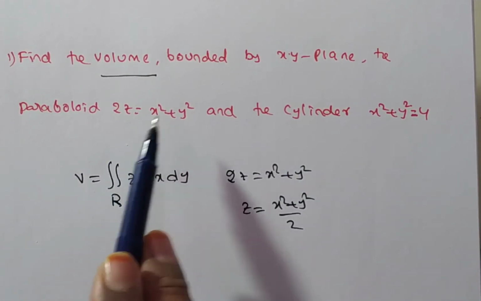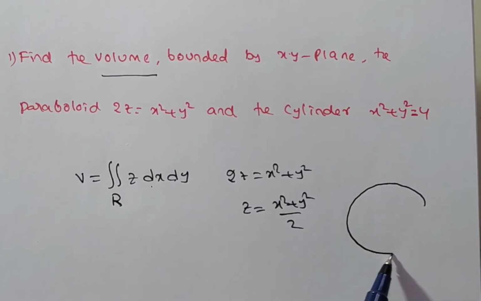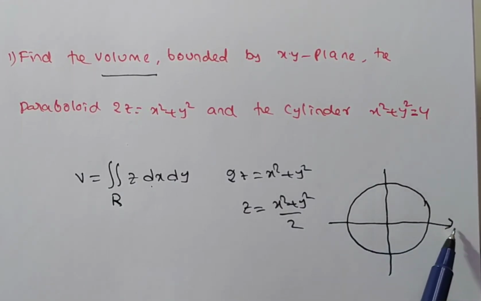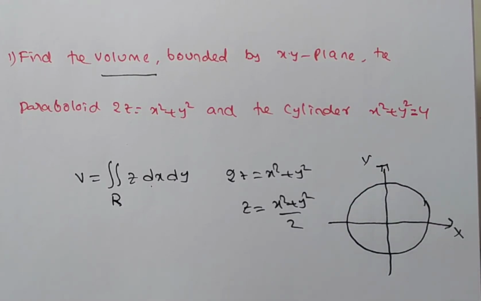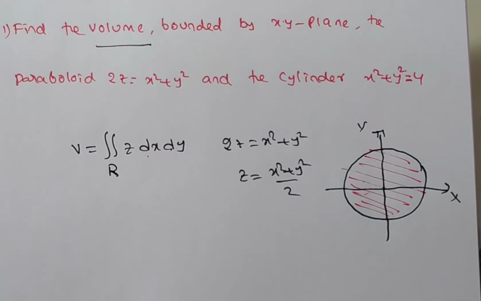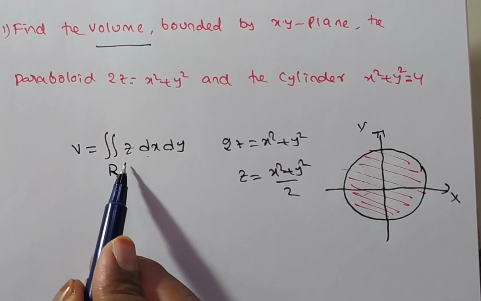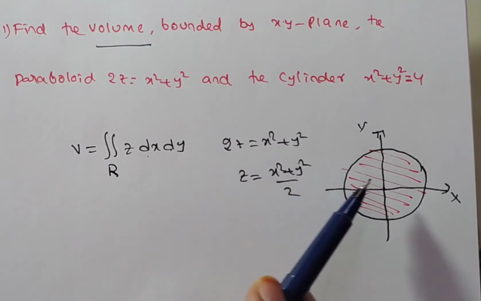In the xy plane, z is 0. Now this is the xy plane, and I am drawing it: this is the x ordinate and this is the y ordinate. The region we require is x square plus y square equals 4. So this shaded region is our region. Now we have to evaluate this integrand. We know the z value, z is x square plus y square by 2. Next we require to find the limits.